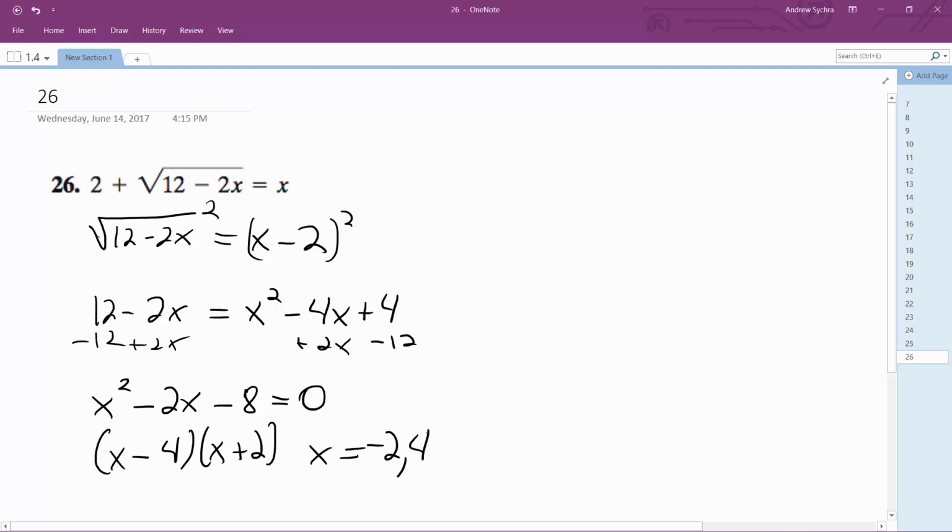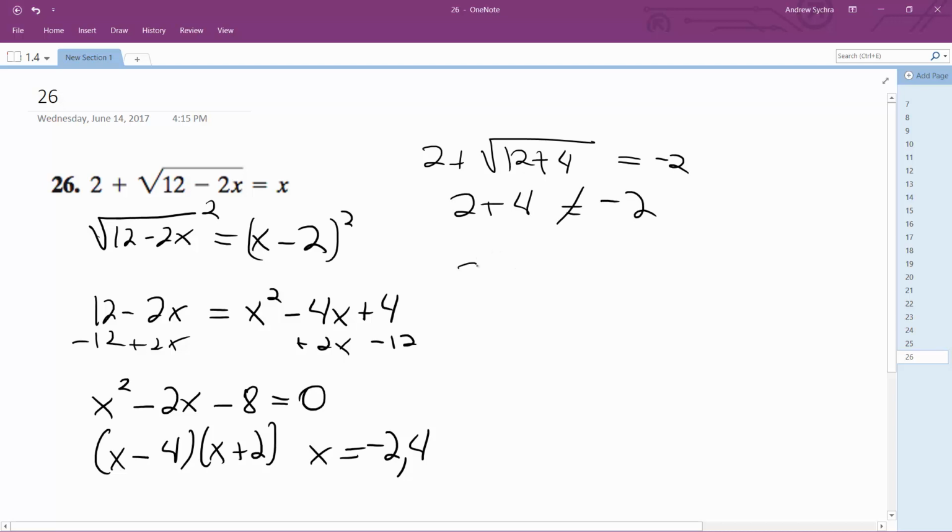But you gotta hold on here. One of these may not work out. We'll see which one. So does negative 2 work? Let's see. So 2 plus square root of 12 minus 2 times negative 2, which ends up being plus 4, is equal to negative 2. So 2 plus 4 does not equal negative 2.